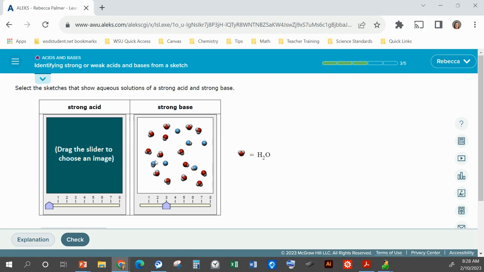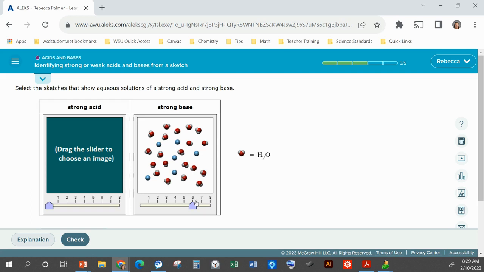This one was our weak base because it's pulling the hydrogen from the water onto the base. They're trying to confuse you about a weak base, but a weak base is not like that. That's not it, because there's no base. So here, if you look, we have sodium ion and hydroxide. Every time we see a sodium, we should see a hydroxide, and every sodium is dissociated from the hydroxide. So this would be our strong base.